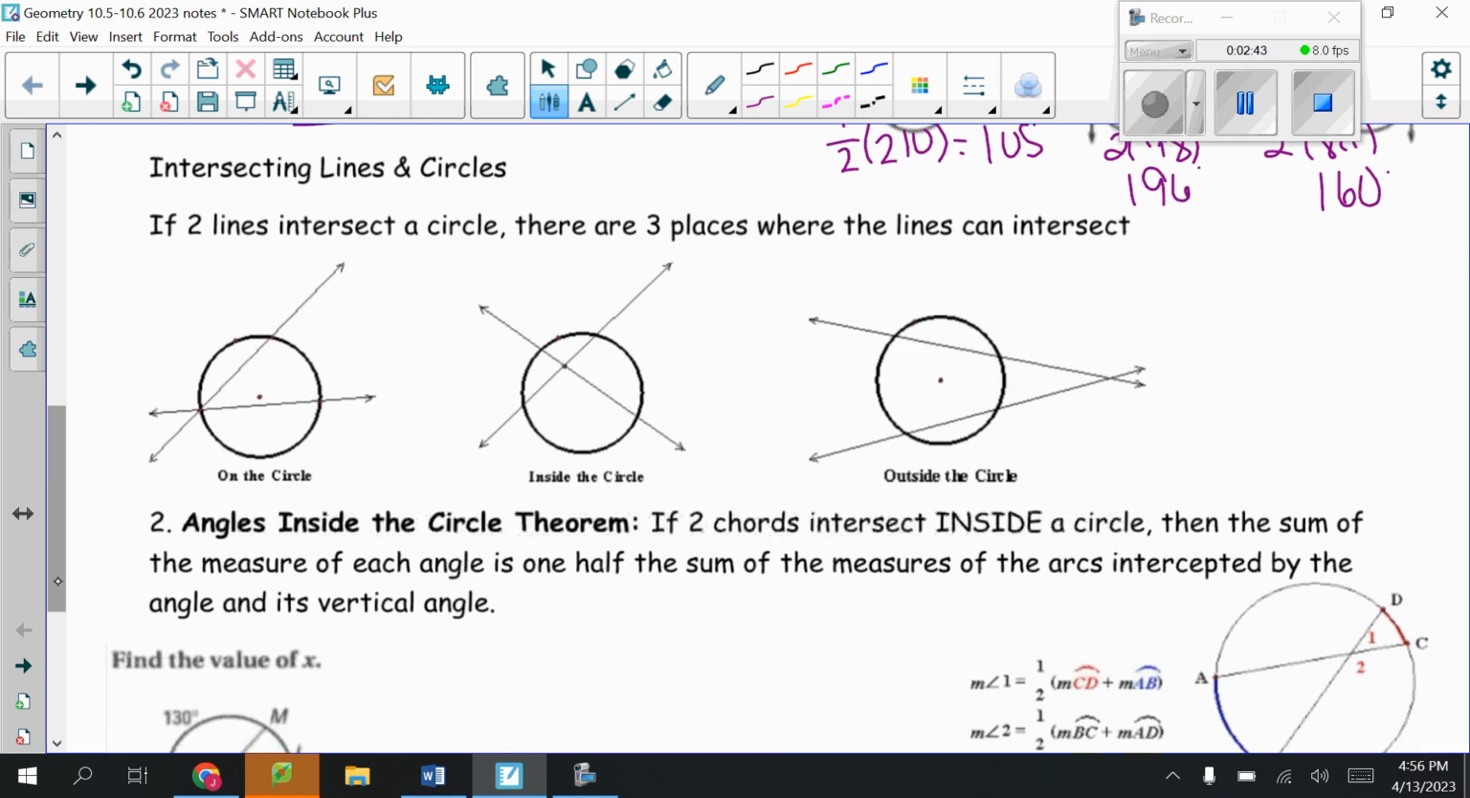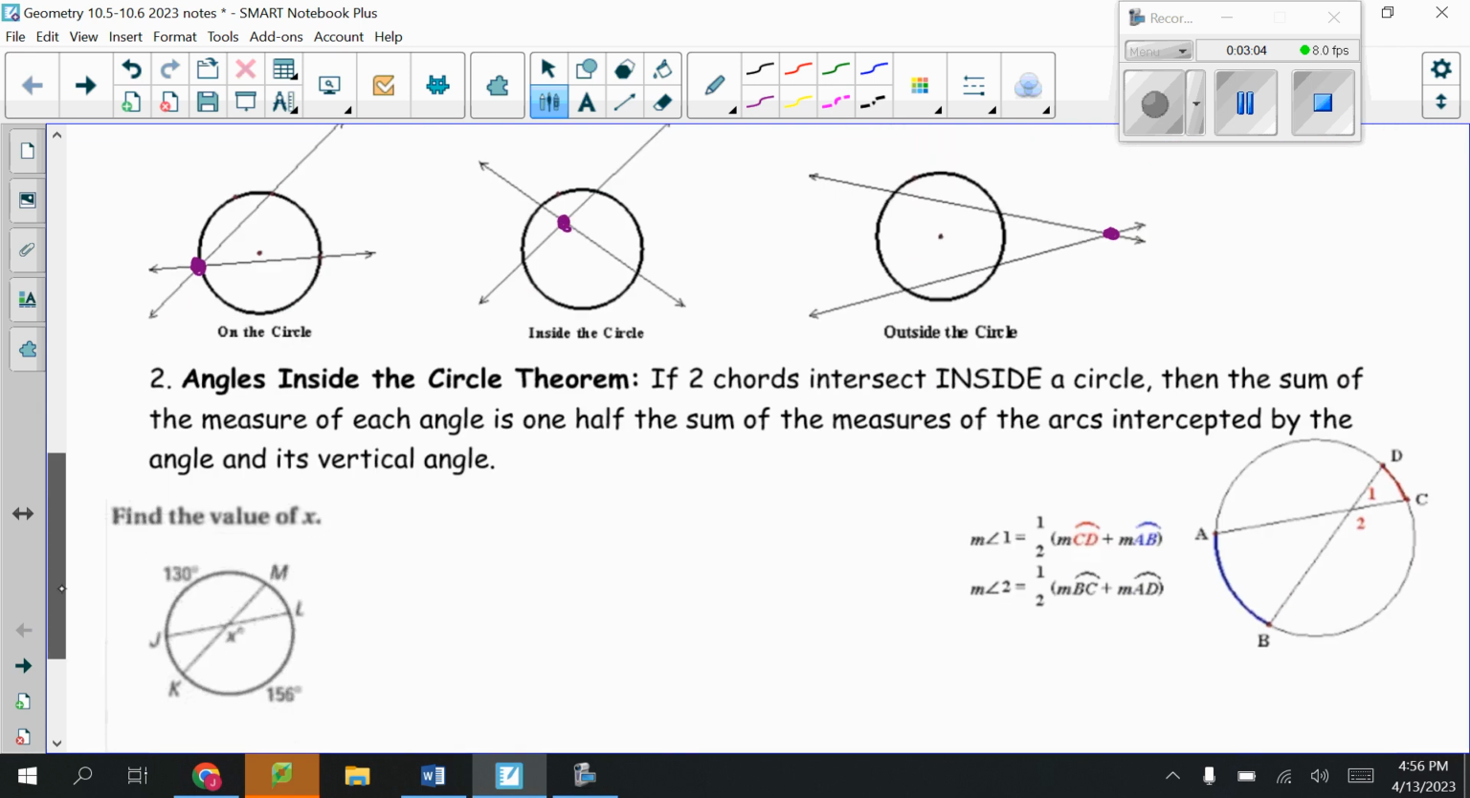Next, we're going to look at intersecting lines in circles. If 2 lines intersect a circle, there are 3 places where those lines can intersect. First, it can be on the circle. So right here, they can intersect on the circle itself. They can intersect inside the circle, or they can intersect outside the circle here.